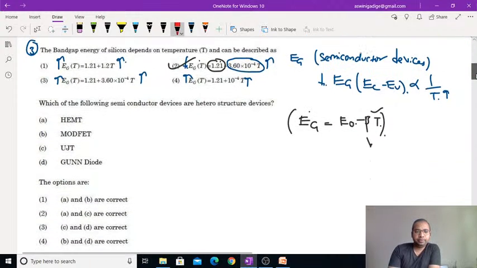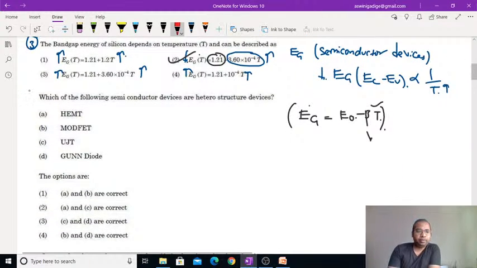Next, we will go to the fourth question. Which of the following semiconductor devices are the heterostructure devices? Heterostructure is nothing but you have to combine two materials, material 1 and material 2.